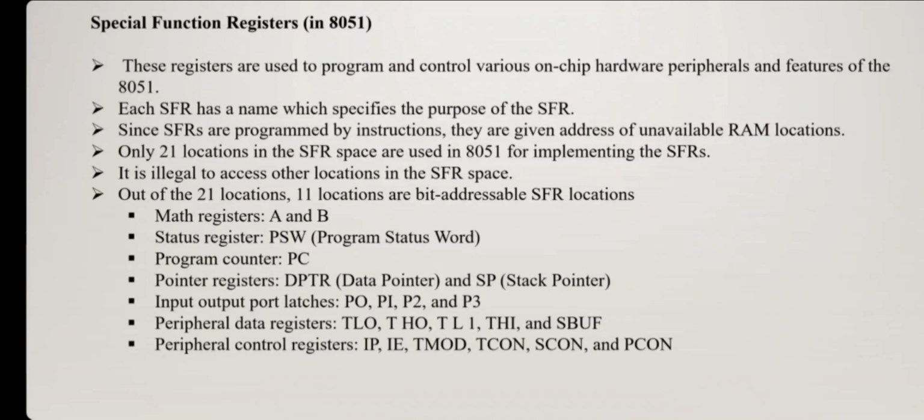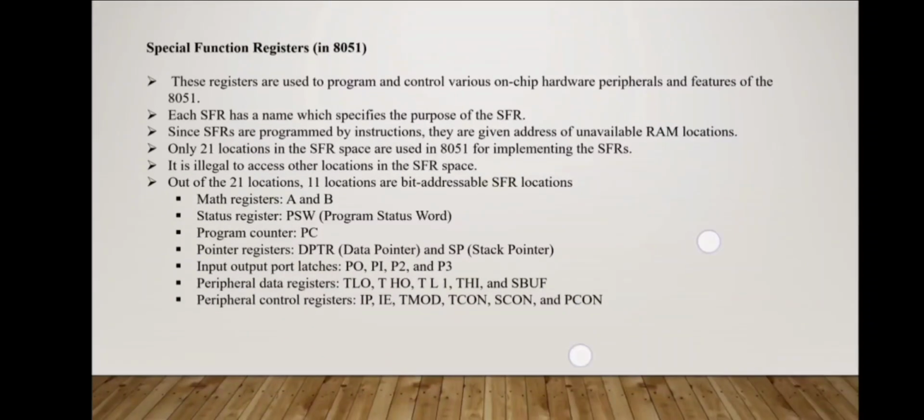Then the peripheral data registers are TL0, TH0, TL1, TH1. These are timer registers, and there is a buffer register, that is SBUF. Then the other control registers are IP and IE, which are interrupt registers, and TMOD, TCON, SCON and PCON. These are the other control registers. So we can discuss each and every register in detail.